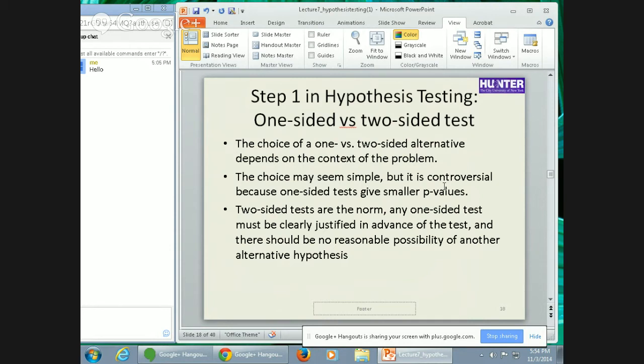Oh, here's my discussion on it. Yeah, it's controversial because the one-sided test gives you small p-values. A lot of journals will ask you to say in your abstract that all tests of significance are two-sided for this reason, or to clearly justify it in advance of the test, which would be difficult to do in most situations, i.e., there's no reasonable possibility of another alternative hypothesis.